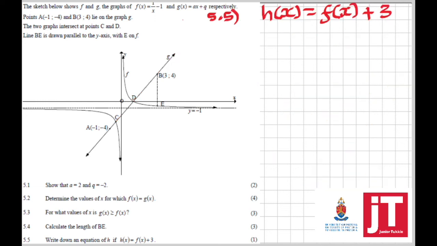Finally, the last question says, write down an equation of h if h of x is equal to f of x plus 3. So h of x, we know that it's a transformation of the graph of f of x through shifting the graph of f of x by 3 units upwards. That plus 3 is a constant, implying that it can only affect the q value, and hence it's a case of just saying h of x will be written as 1 over x minus 1 plus 3. Now simplifying that, we get h of x as 1 over x plus 2 as our final answer.